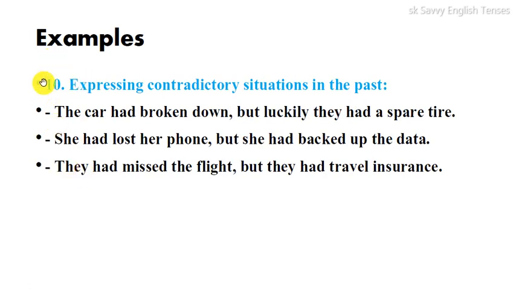Okay, number 10 is expressing contradictory situations in the past. For example, the car had broken down, but luckily they had a spare tire. She had lost her phone, but she had backed up the data. They had missed the flight, but they had travel insurance.